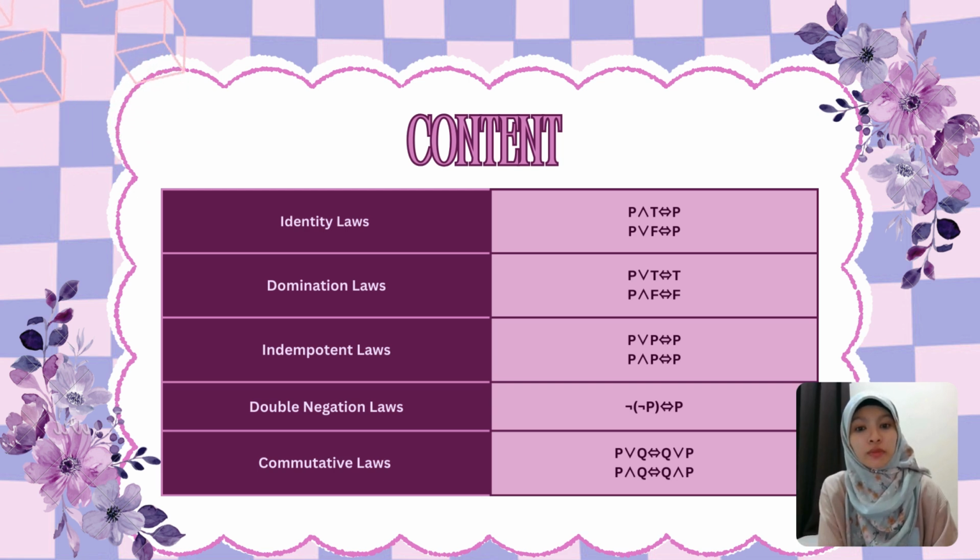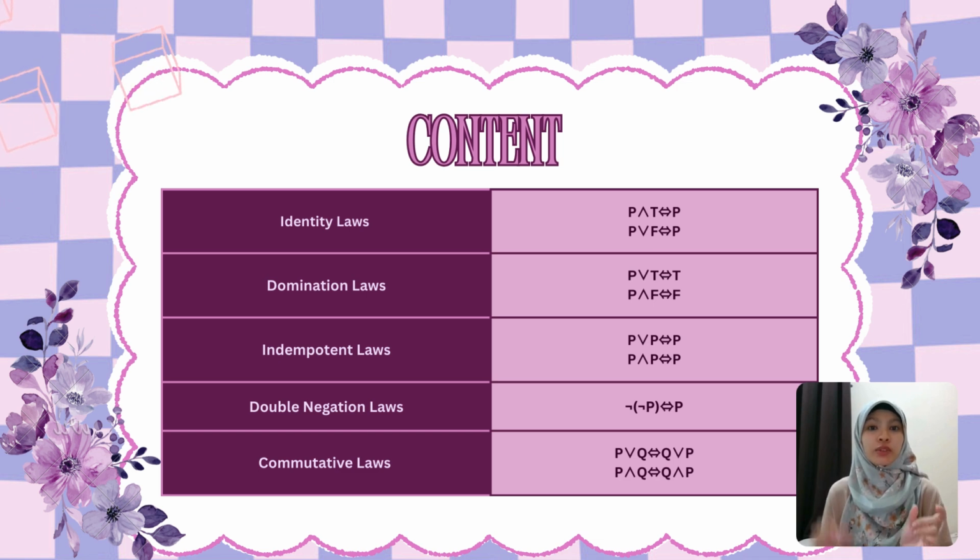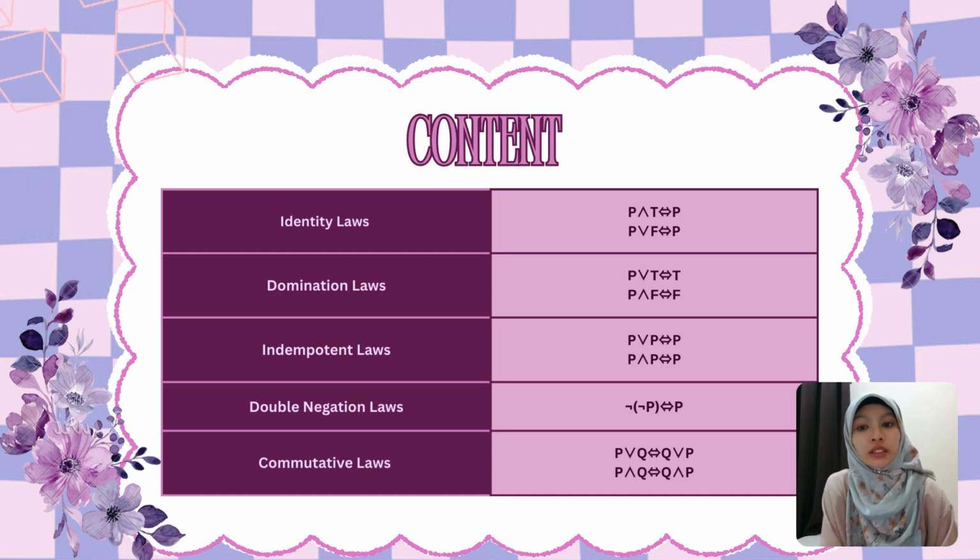Fourth, double negation law. Not bracket not P is logically equivalent to P, which means if it's not mixed with not, the not will disappear and you will only get the variable. The fifth one is commutative law. P or Q is logically equivalent to Q or P, or P and Q is logically equivalent to Q and P, which means if they are different variables, either it's and or or, you can exchange them like P or Q and you get Q or P, it's still the same.